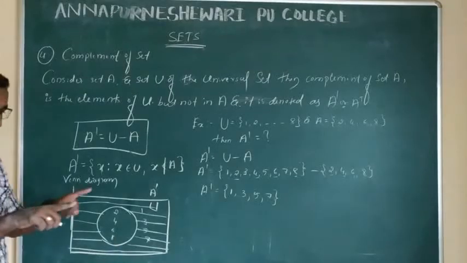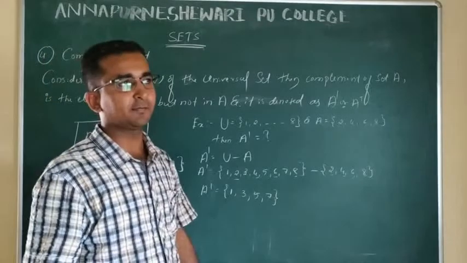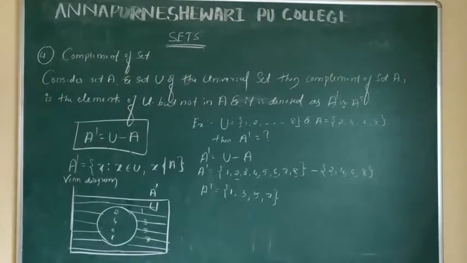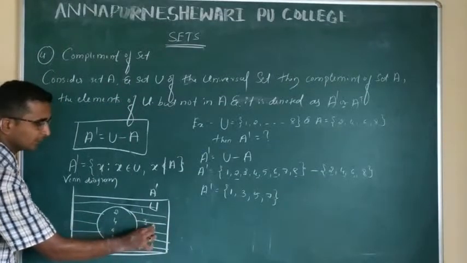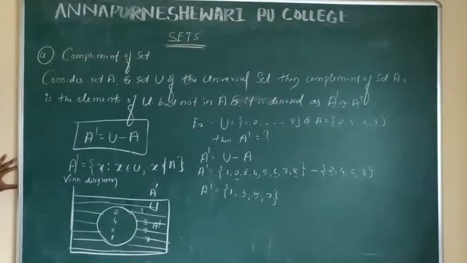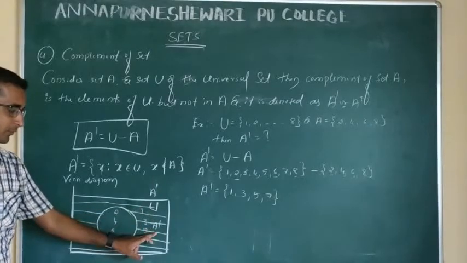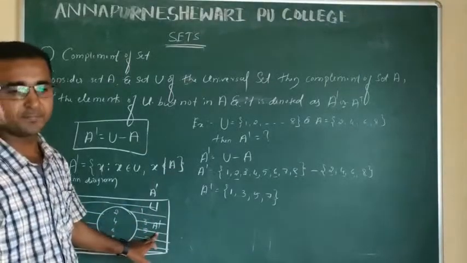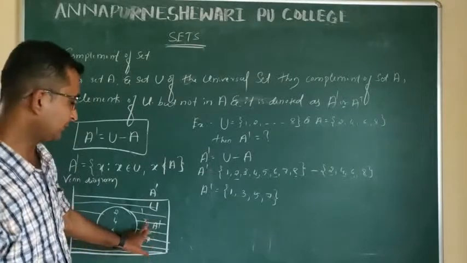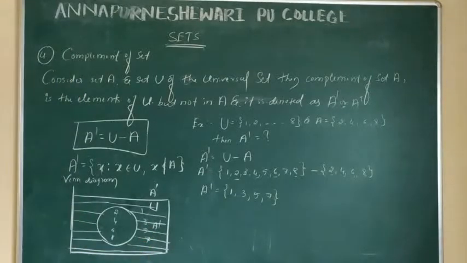So now, whichever elements we mark with lines, those elements are considered in that operation. Okay. So this is nothing but what? So A dash is nothing but U. Sorry, that is A dash. This is nothing but your A dash. Okay, these are the A dash elements. So this is about the complement of the set.